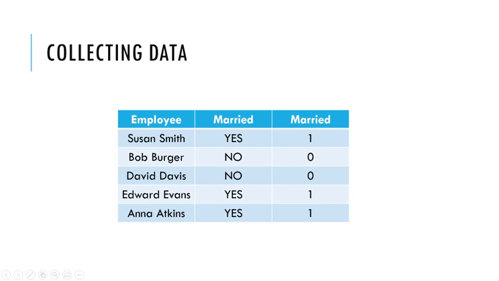So let's look at just a very simple data set. We've got 5 employees. Some are married, some are not married. Do you see on the right-hand side, we've created this variable. It's redundant in that it's married. They're both called married, but I've converted it to a dummy variable. So Susan Smith is married. Yes, she gets a 1. And Bob Berger is not married. He gets a 0. David Davis is not married. He gets a 0. But Edward Evans and Anna Atkins, they're both married. They get 1s.